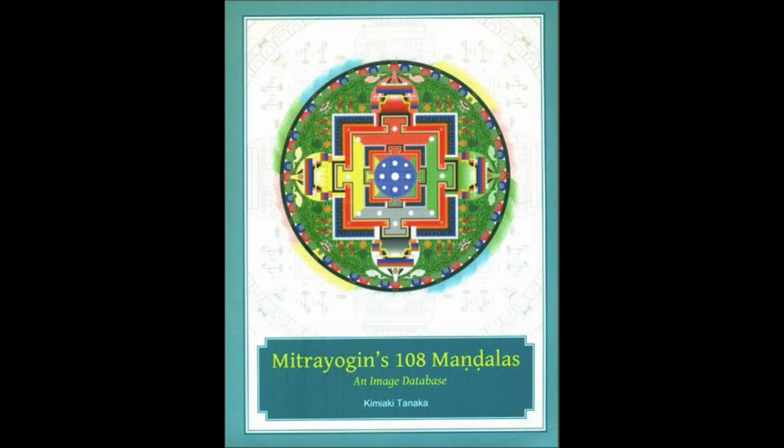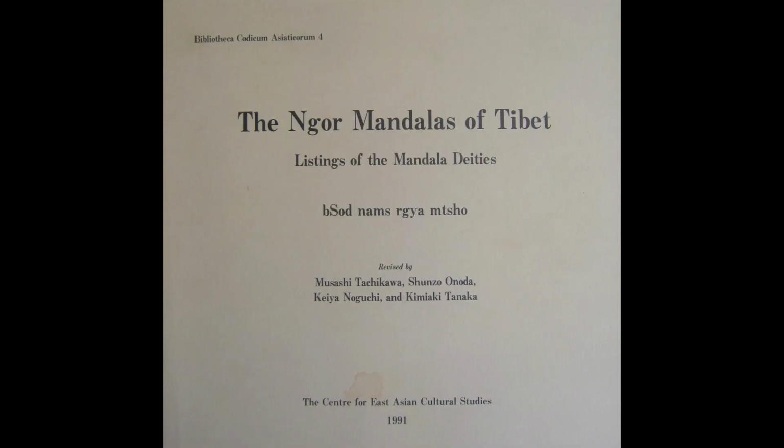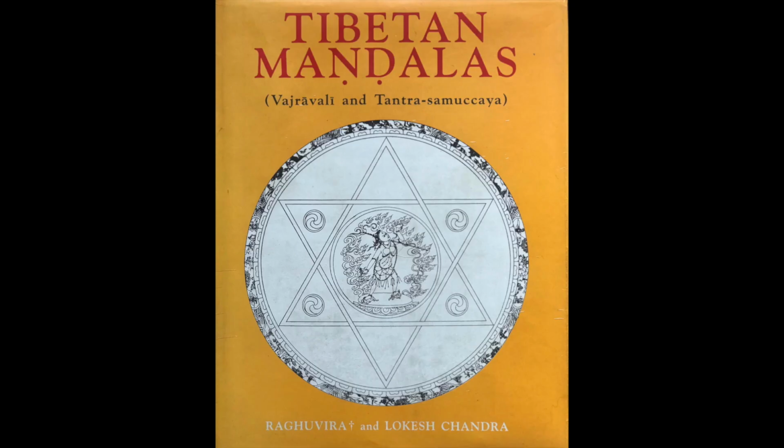Now, the third category, Mandala collections, English language. Okay, again, we have Kimiaki Tanaka with the Mitrayogin 108 mandalas. Then we have the all-important Tibetan Mandalas by Bsod-nams-rgya-mtsho, the Ngor Collection. That's 2 volumes done back in 1983. Then we have 3 publications that actually follow that, 3 different versions. So we actually have 4 books in total.